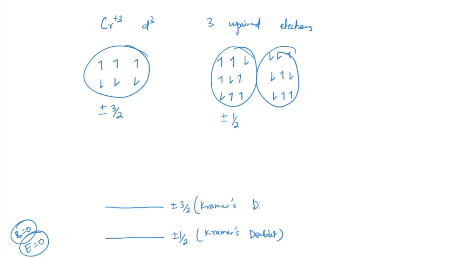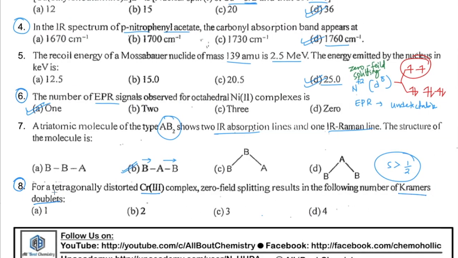So in the question they have asked that for a tetragonally distorted chromium +3 complex, zero field splitting results in how many Kramers doublets? So how many Kramers doublets did we find? We found 2 Kramers doublets, so the answer would be option number B.